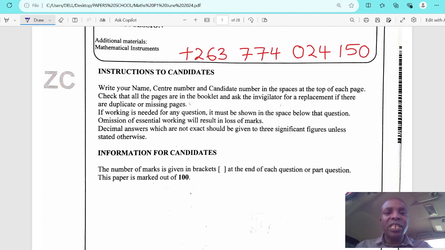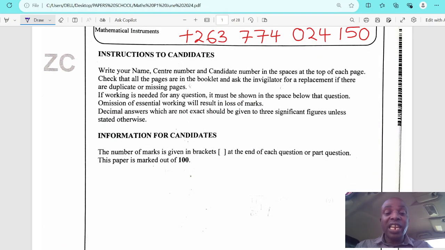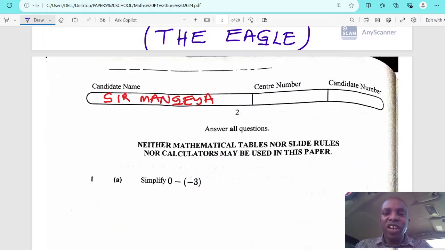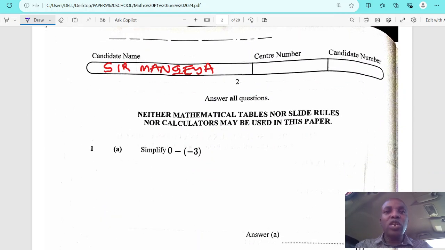Then the first thing, please, instructions, especially on the degree of accuracy. If it's not specified, please leave your answer to 3 significant figures unless otherwise stated. Omission of essential working will result in loss of marks. So show all your working.